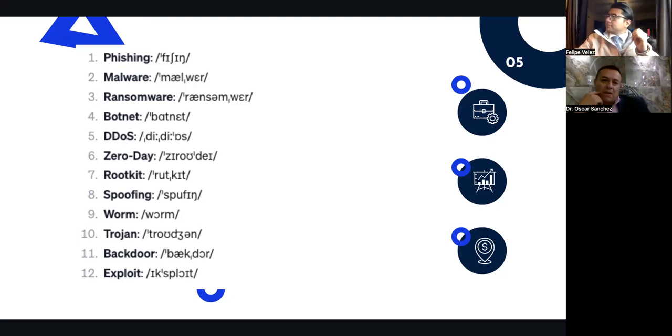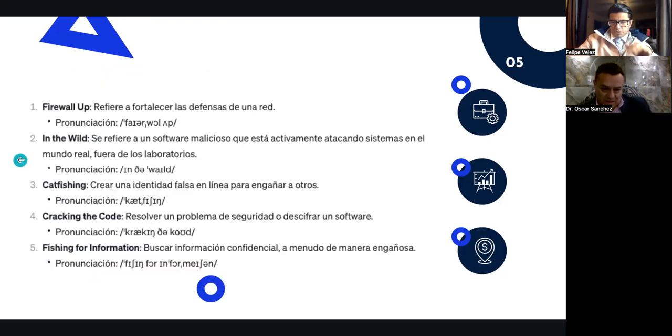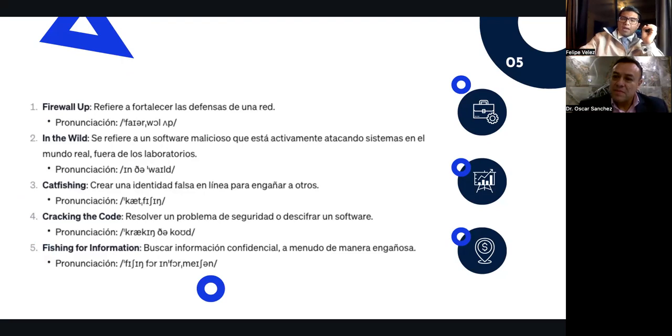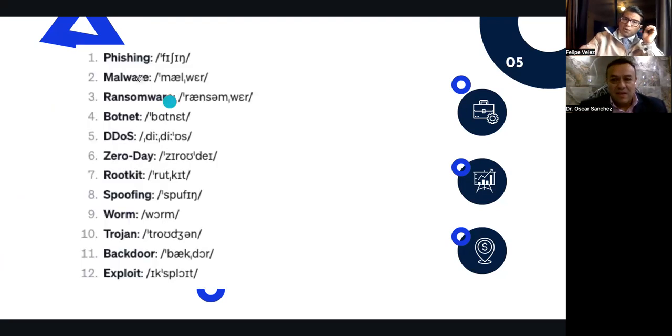Okay, phishing. Very good. And the other is just very concrete, and we say fishing. Fishing for information. They're different. Very different. One thing is to fish for information, and one thing is the malware called phishing.